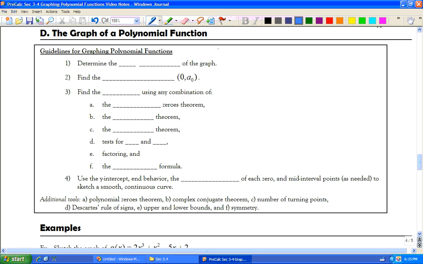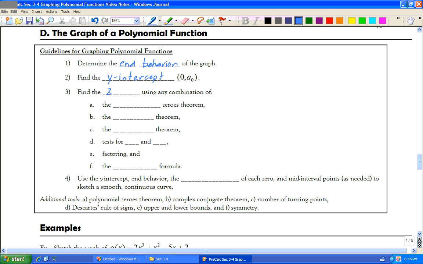The last section in section 3.4 is graphing a polynomial function, and we've got all the stuff from the previous sections, from the things we've learned in this section, to graph a polynomial function. So let's get some guidelines to figure out how to approach this. So first we want to determine the end behavior. Next we want to find the y-intercept. That's always an important point to plot.